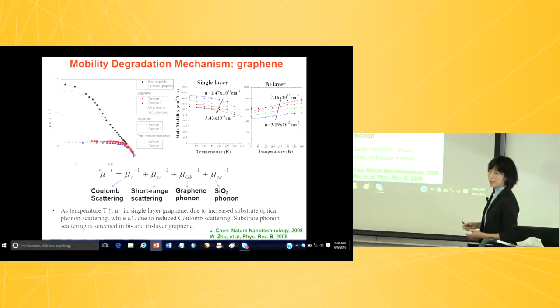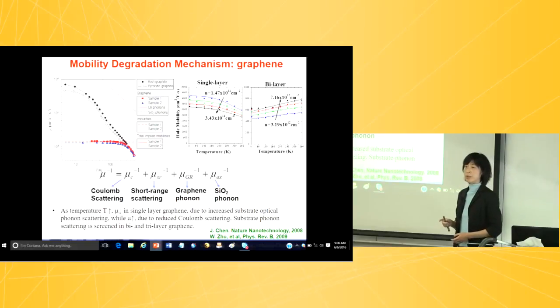The reason is the extra layer of graphene in bilayer graphene can, to some extent, screen the phonon scattering from the silicon dioxide substrate. So in this case, the short-range Coulomb scattering will dominate. If we increase the temperature, the carrier will move faster, so less impact by the impurity charge, then the mobility will increase with temperature.